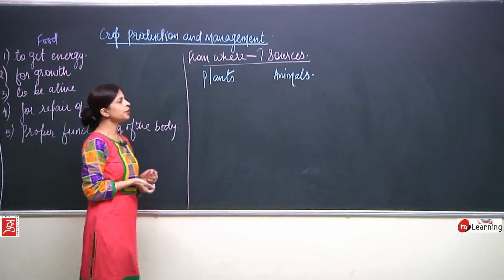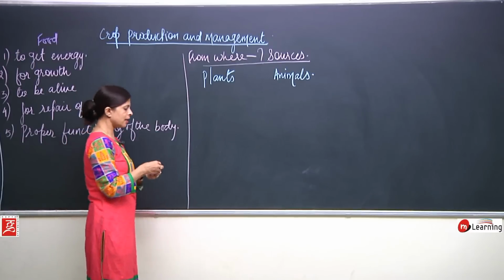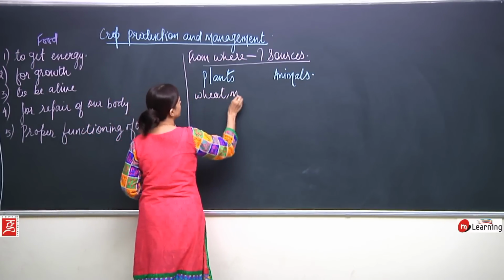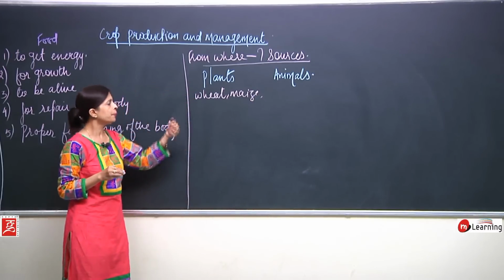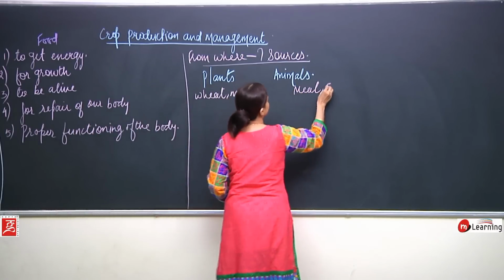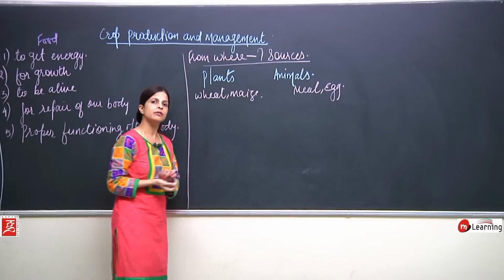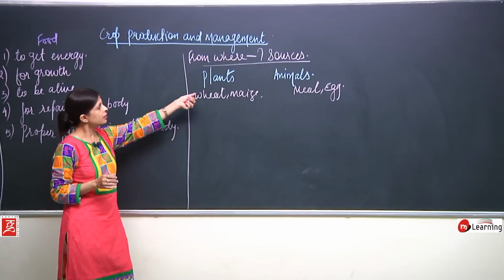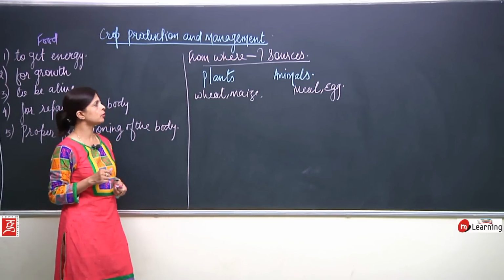Now, when we talk about plants, everybody knows, these are very basic things. What can I write? I can write wheat, I can write maize. No need to give more examples because we all know. Now, animals, I can write meat, I can write egg. Again, there are many examples, and the best part is we all know this. But now there is a difference between plants and animals.